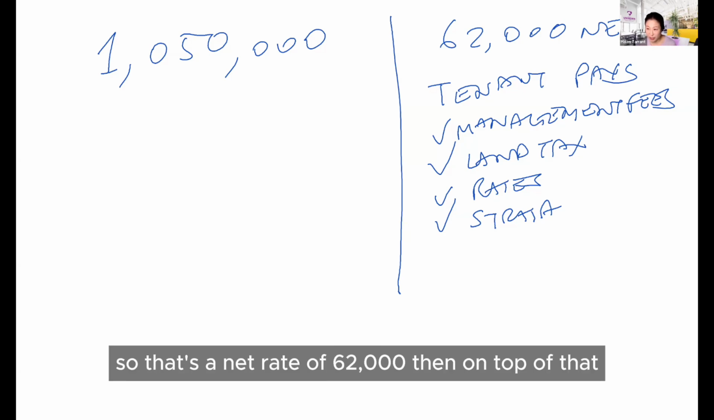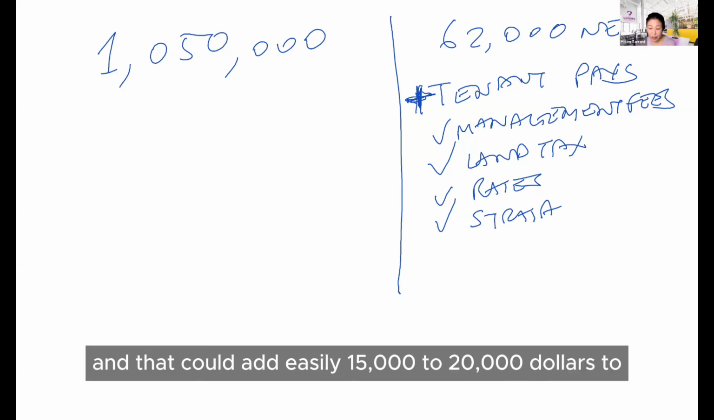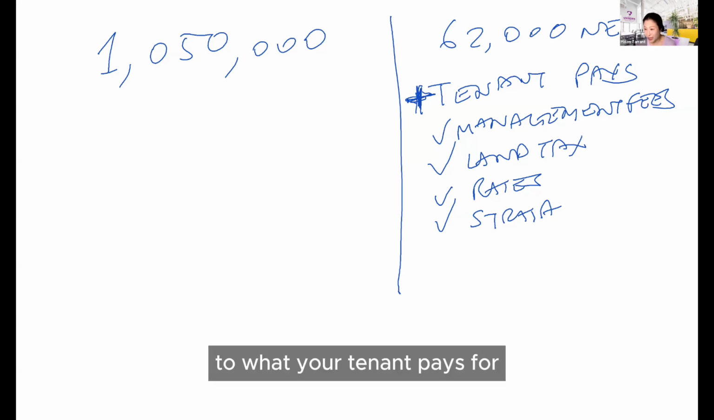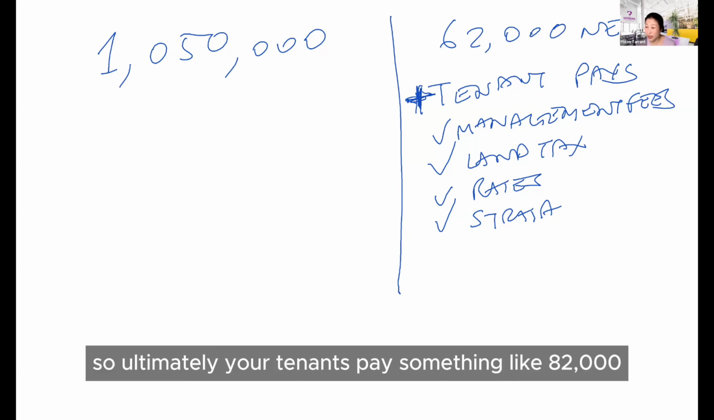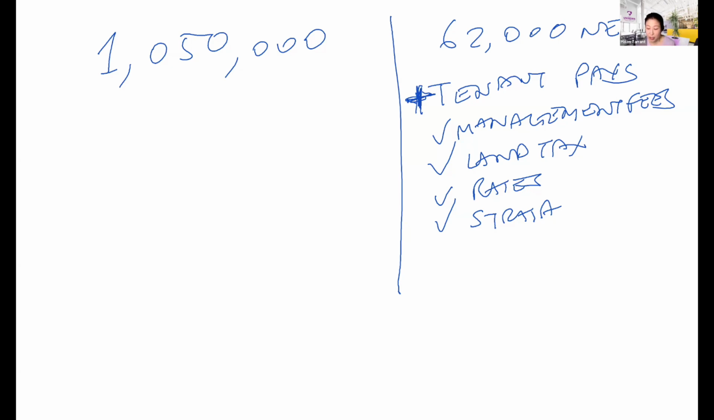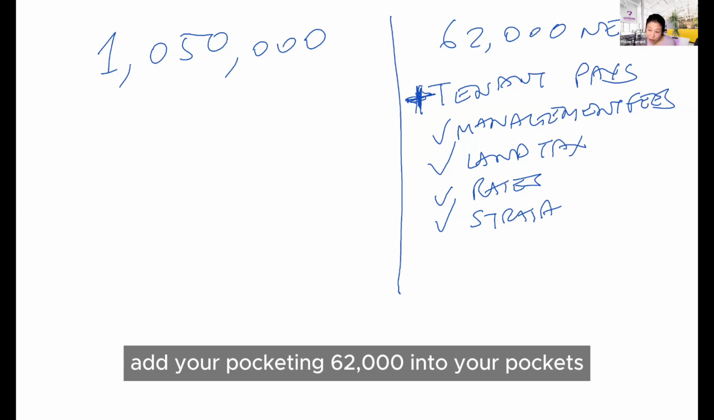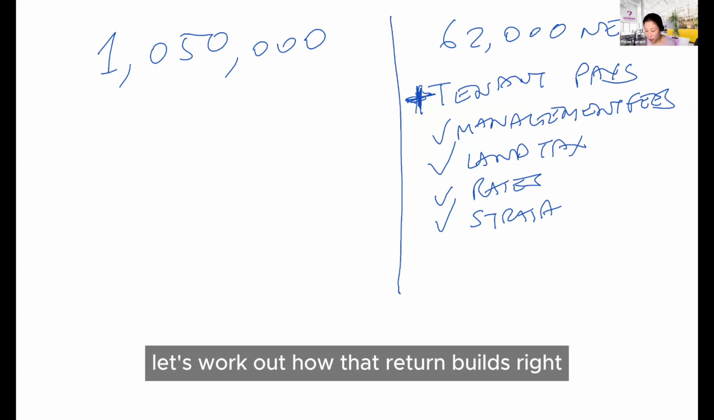So that's a net rent of $62,000. Then on top of that, your tenant pays for all of that, and that could add easily $15,000 to $20,000 to what your tenant pays. So ultimately, your tenant's paying something like $82,000 and you're pocketing $62,000 into your pockets. Let's work out how that return goes, right?